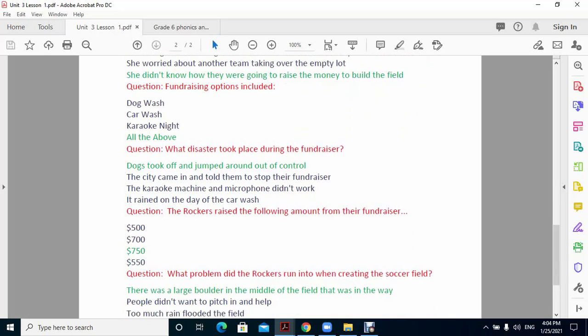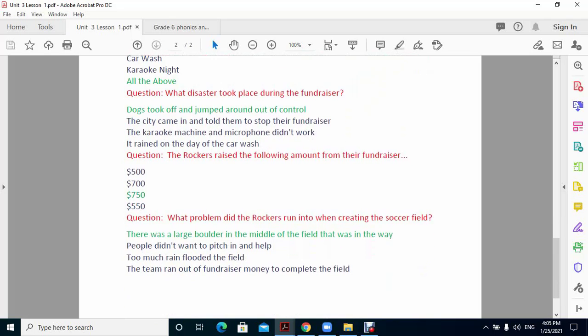Question number 5. What disaster took place during the fundraiser? Fundraiser means when they were collecting money to build a soccer field, which they desperately need. So the correct option is the first one. Dogs took off and jumped around out of control. That was the disaster. It means that was the difficulty and challenge which they faced while they were doing the dog wash job for fundraising purpose.